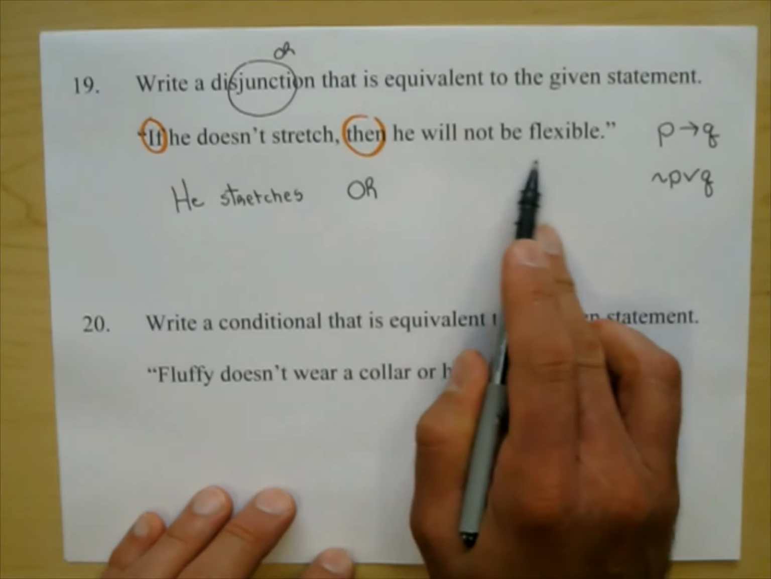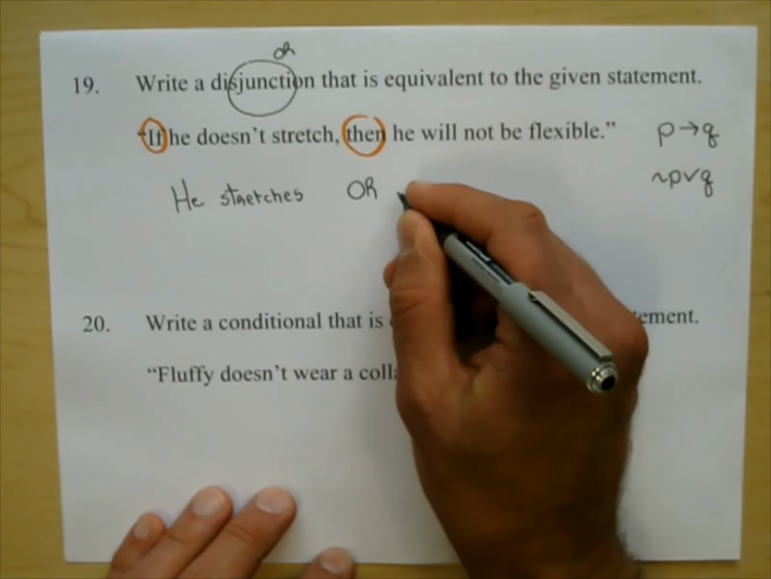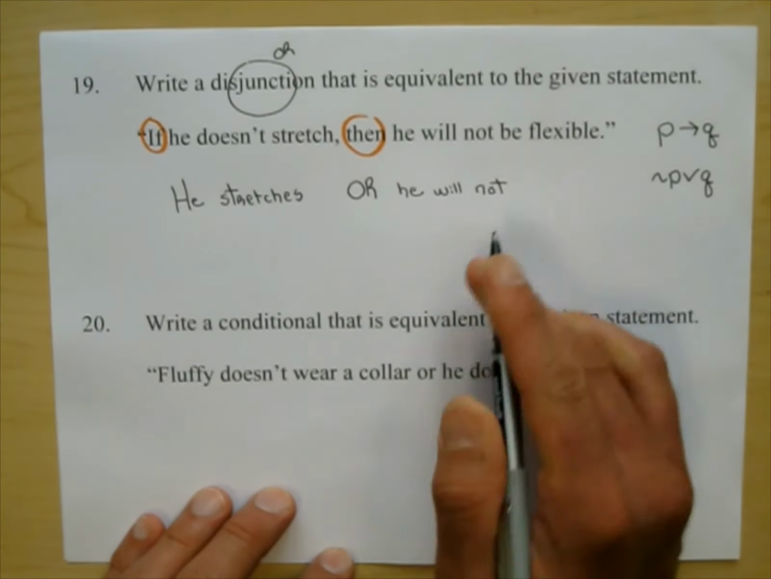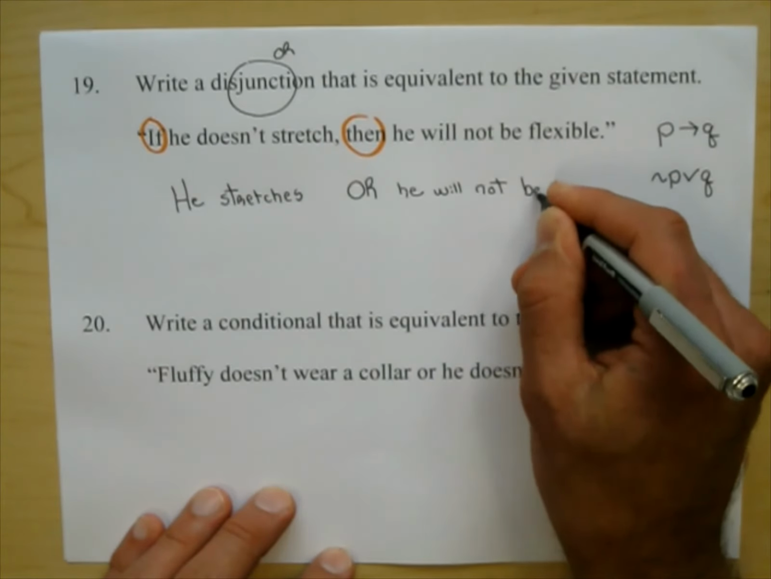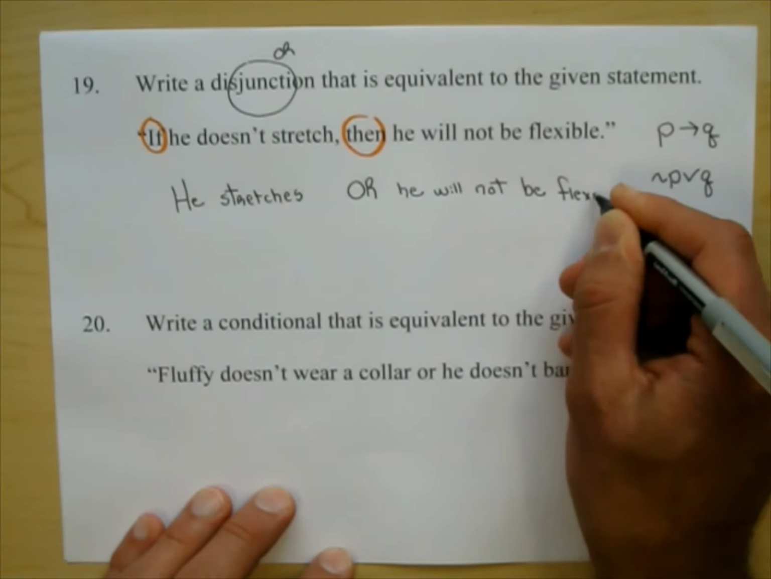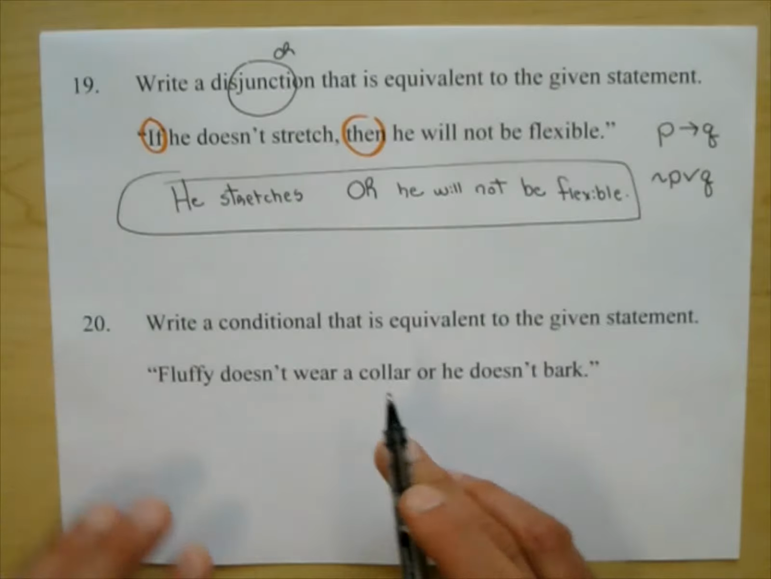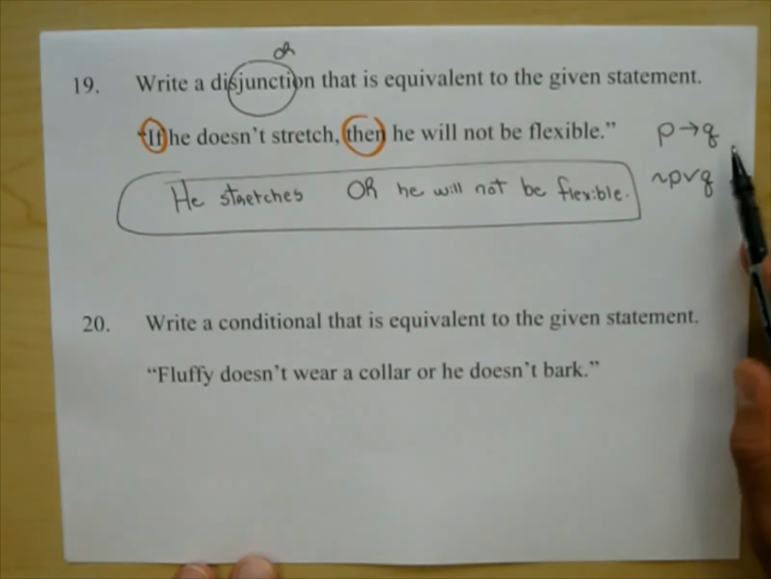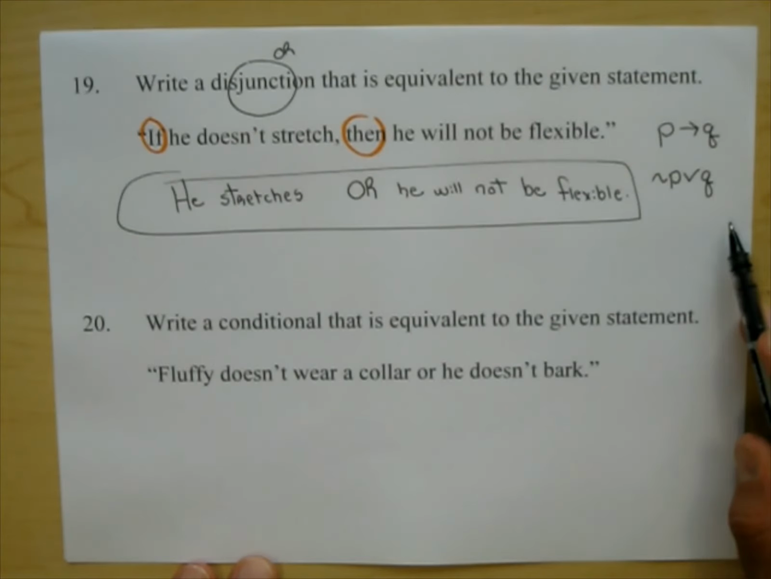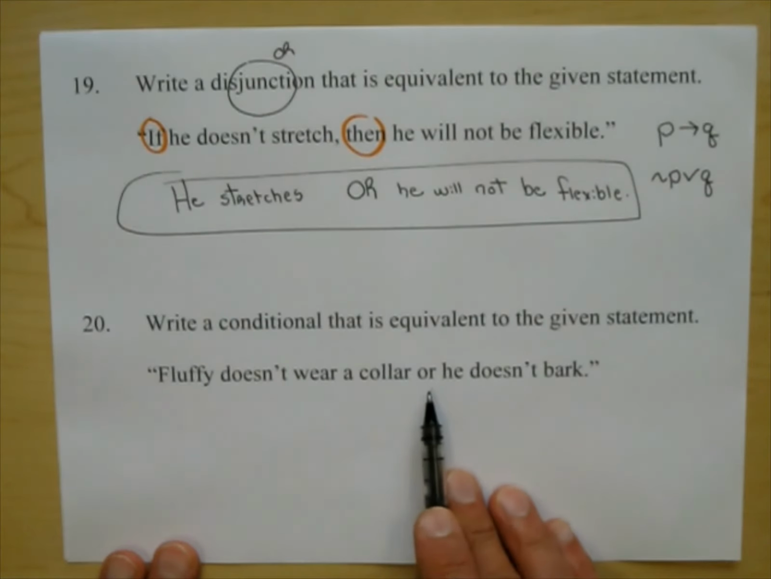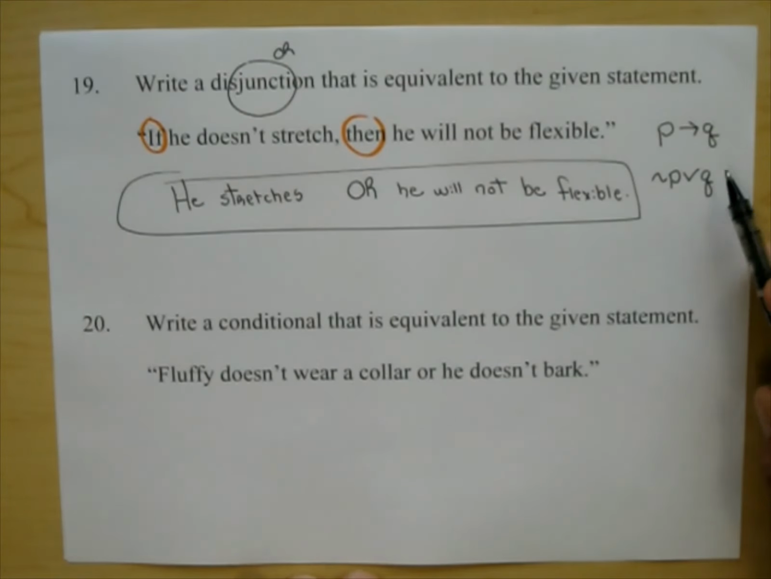Or, and then this stays the same. He will not be flexible. You could put won't if you want, but I'll just keep it like this. He will not be flexible. And that is how you write a disjunction that is equivalent to a conditional. You use this rule here. Write a conditional that is equivalent to this or statement, this disjunction. So now you're kind of going the other way around. And you're actually just doing the same thing. You're going from down here to up there.